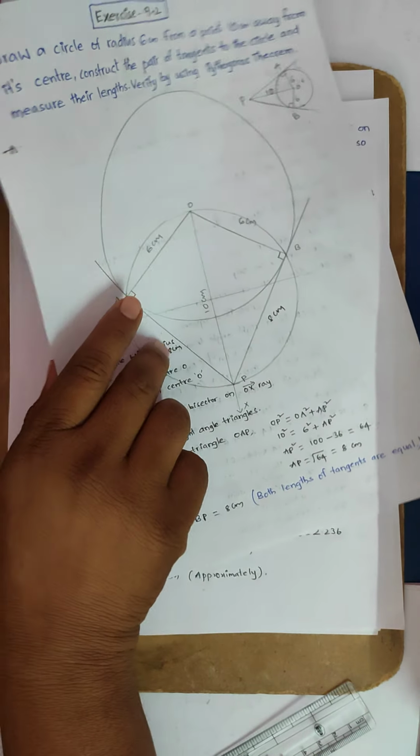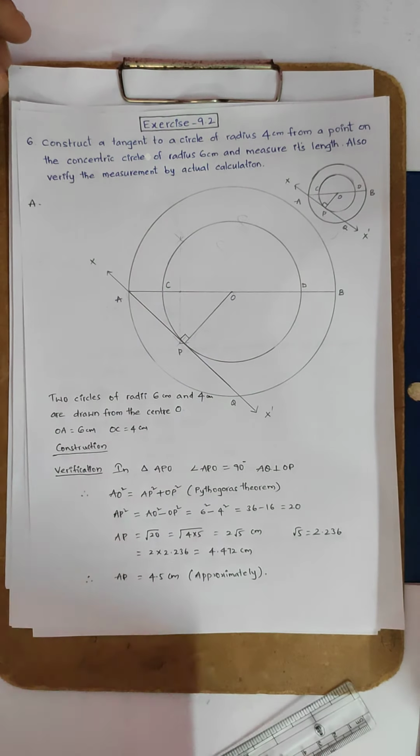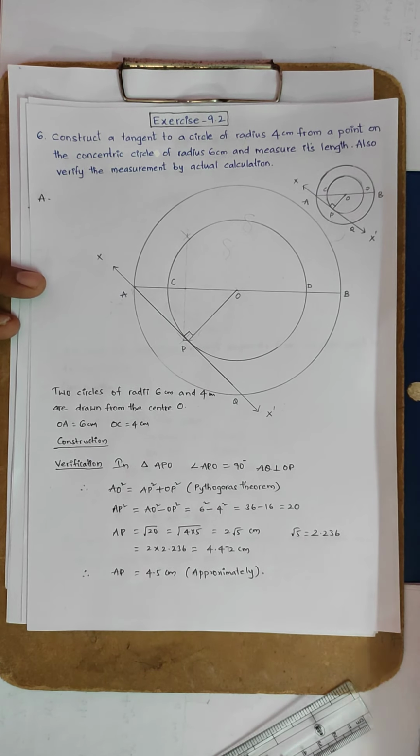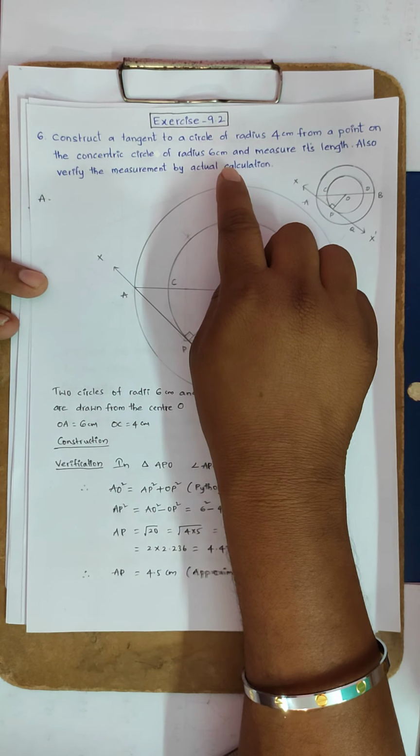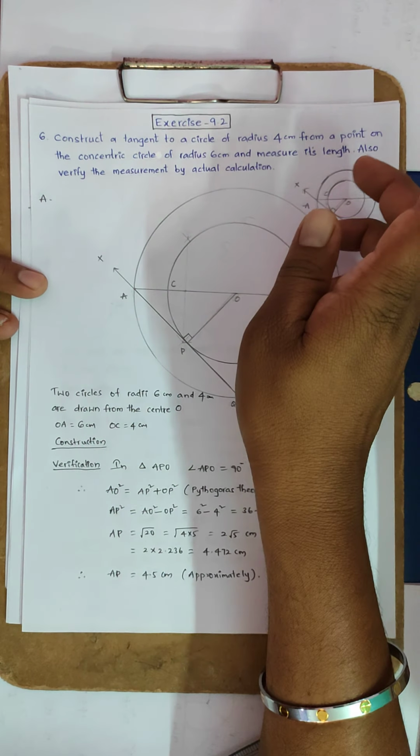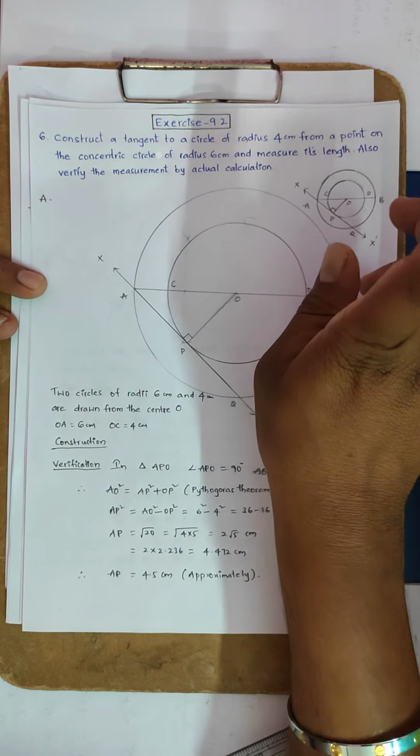I hope you understood the fifth problem. Now next, sixth one. Construct a tangent to a circle. Construct a tangent to a circle of radius 4 centimeter.